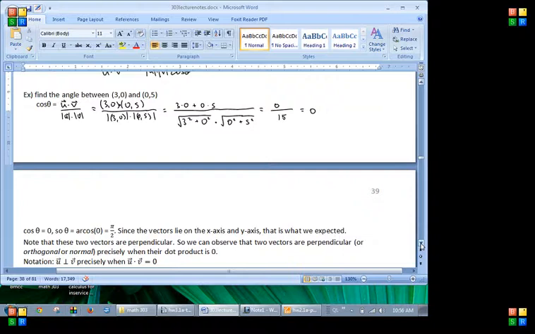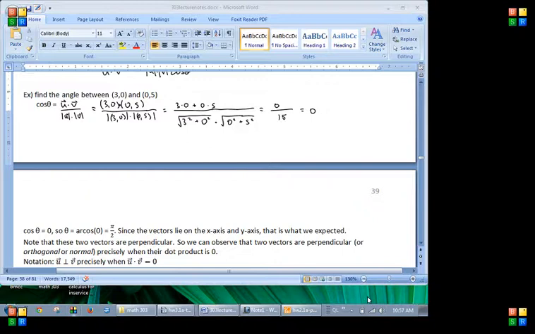Two vectors are perpendicular precisely when their dot product is 0. Question: is it still valid even if the angle is greater than 90 degrees? That's a nice question. What does it mean to be perpendicular? It can be perpendicular with an angle of positive pi over 2, or an angle of negative pi over 2, or something else.